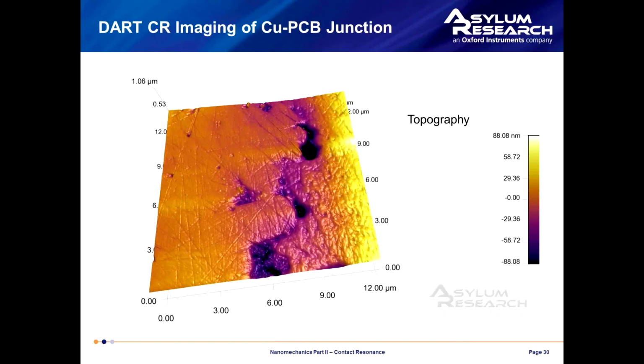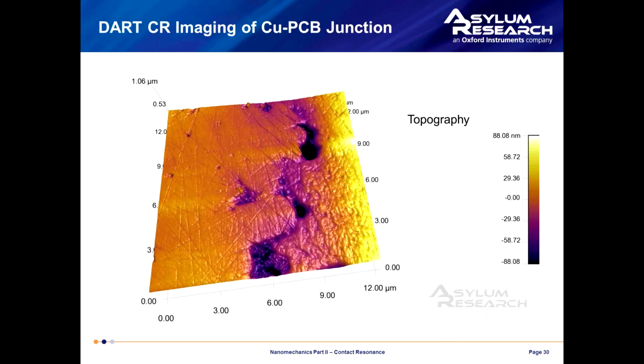The second example is a copper PC board junction that was sectioned. This sample came from our friends Dr. Han, at the Korean Institute of Standards and Technology. The image here shows you the rendered topography. You can see some structure in it. It's been cryotomed and polished.